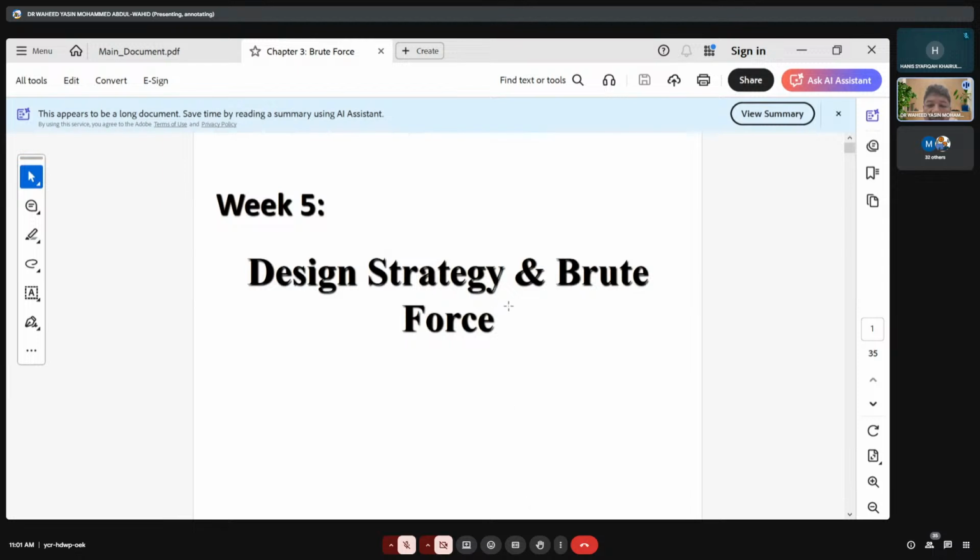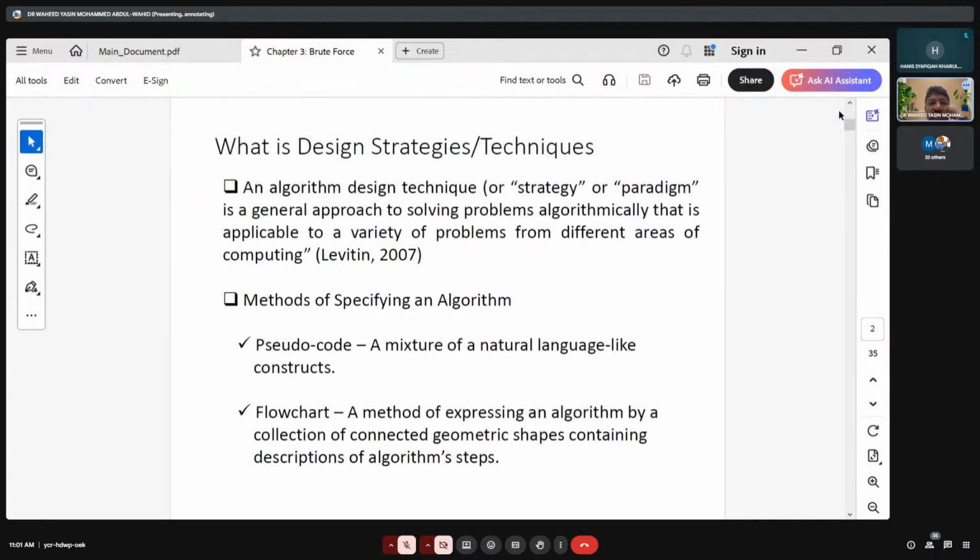Design, strategy, and brute force. We go now to this chapter. It's easy because we did a lot of examples here. So what are design strategies, techniques? An algorithm design technique or strategy or paradigm is a general approach to solving problems algorithmically that is applicable to a variety of problems from different areas of computing.